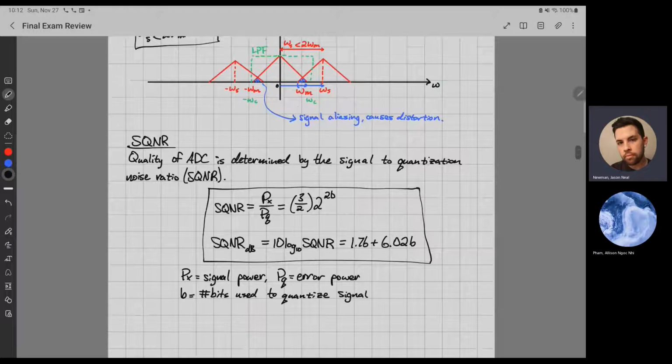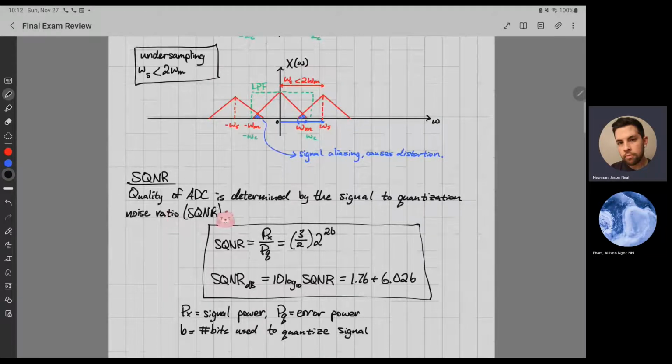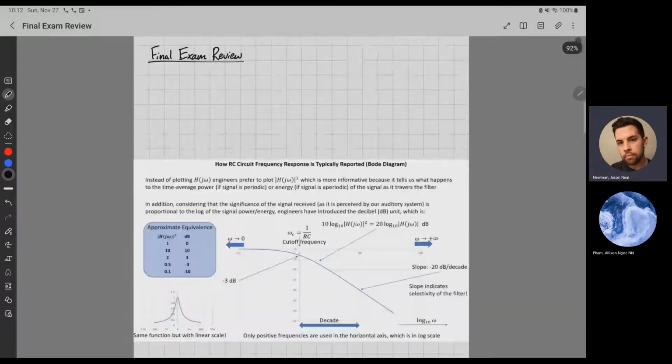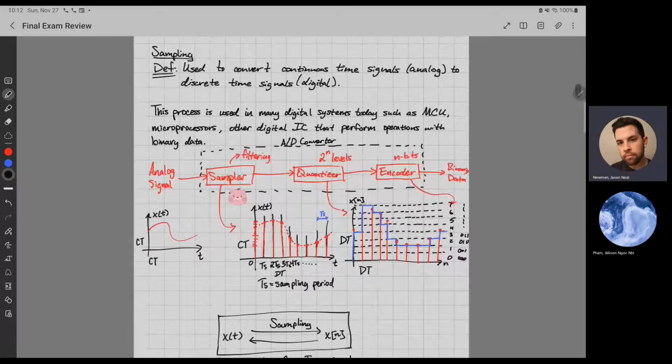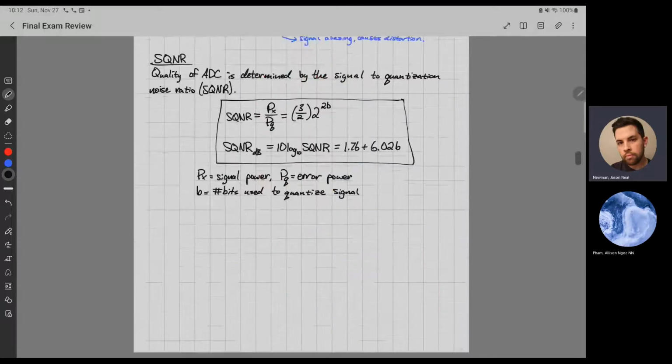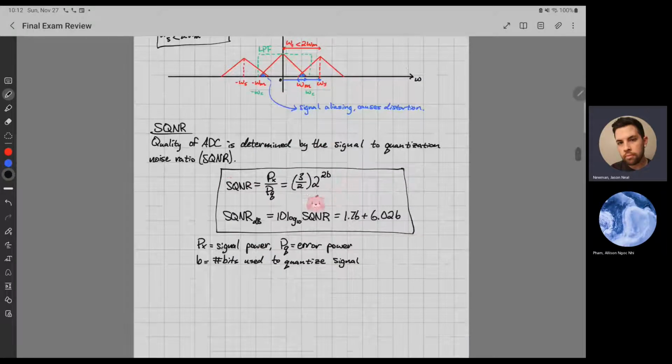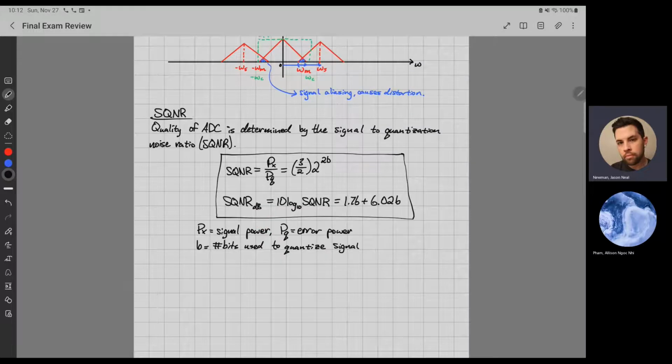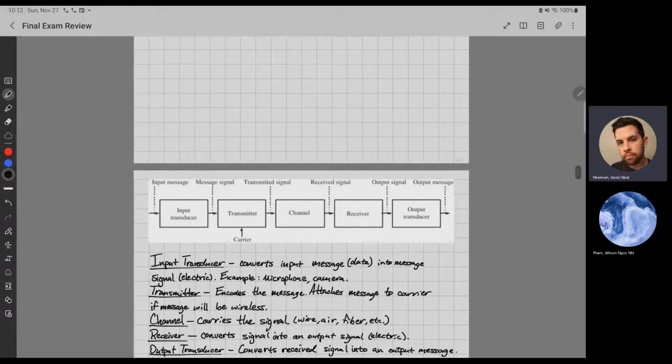The quality of the ADC is determined by the signal to quantization noise ratio. So the quality of the ADC, and if you'll remember, the ADC is this whole process right here, is determined by the SQNR, which is the signal to quantization noise ratio, which is directly from her slides, the SQNR formula, and then this is the SQNR with respect to decibels. Okay, so let's move on.